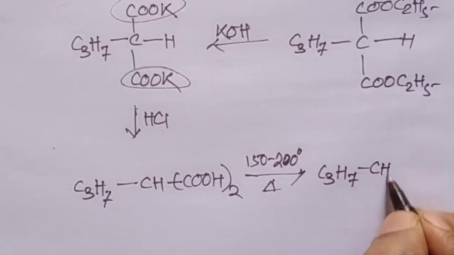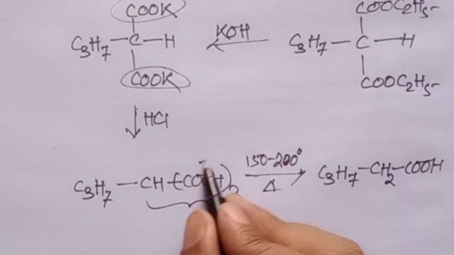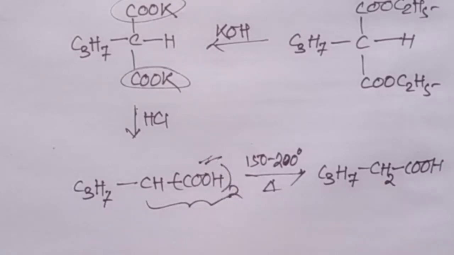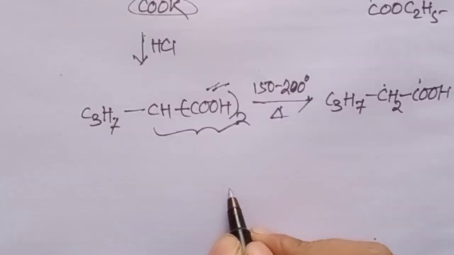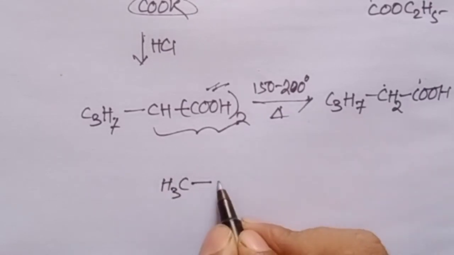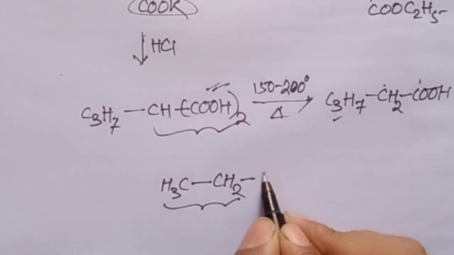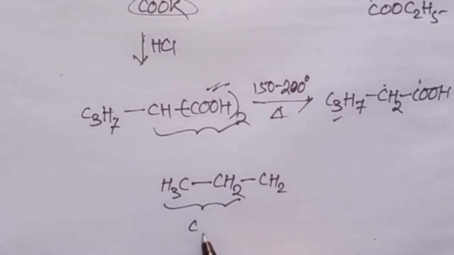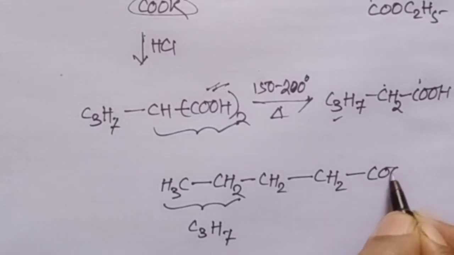C3H7CH CH2, this time COOH. So here one carboxylic group has to be left out. So what would be the product? It is this. If I draw the structure, this one will be CH3 CH2, so this is from here, and this one is C3H7, then CH2, then COOH.